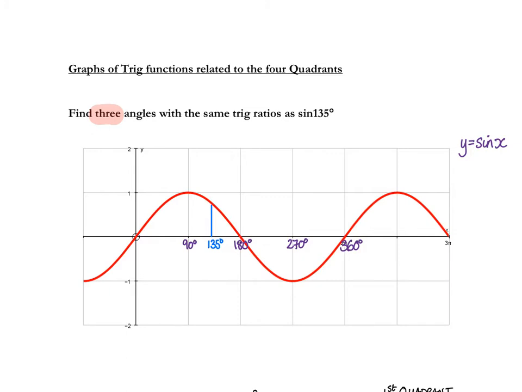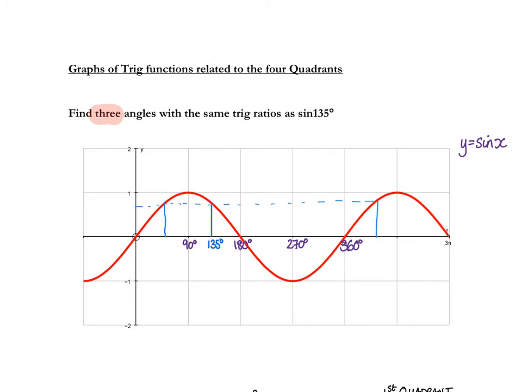Find 3 angles with the same trig ratios as sine 135 degrees. So on our graph we've got 135 degrees here, and if we take this up to the curve, and if we also take a horizontal line, we'll see that it actually crosses with some other angles as well. So if we draw that horizontal line in, we're going to get another angle here, and we're going to get another angle here as well.